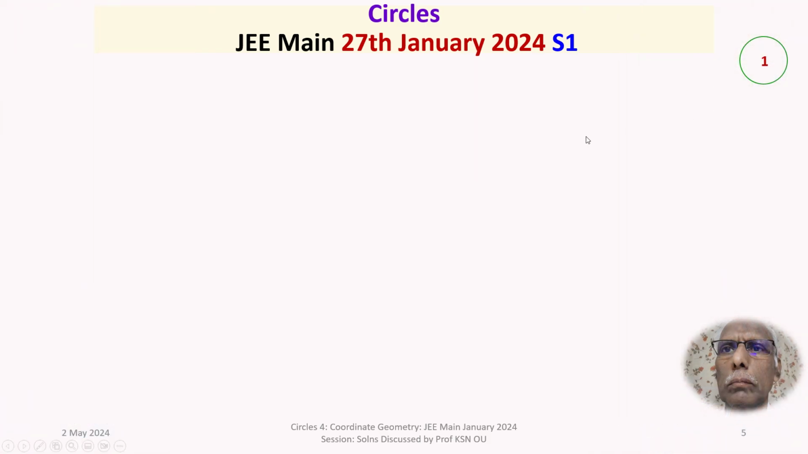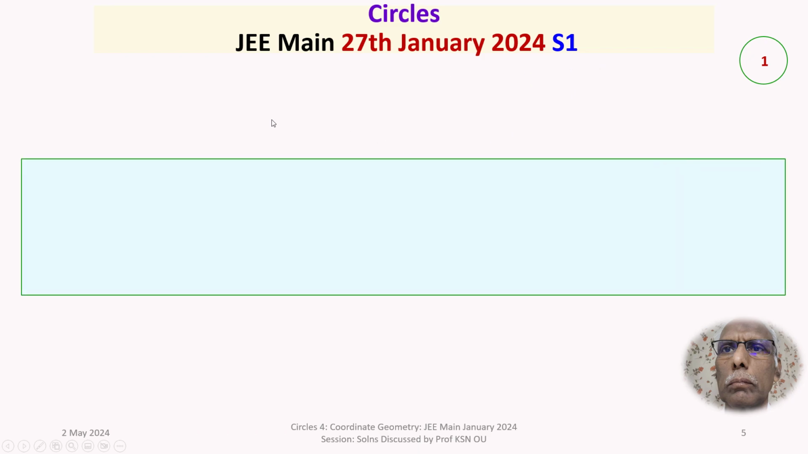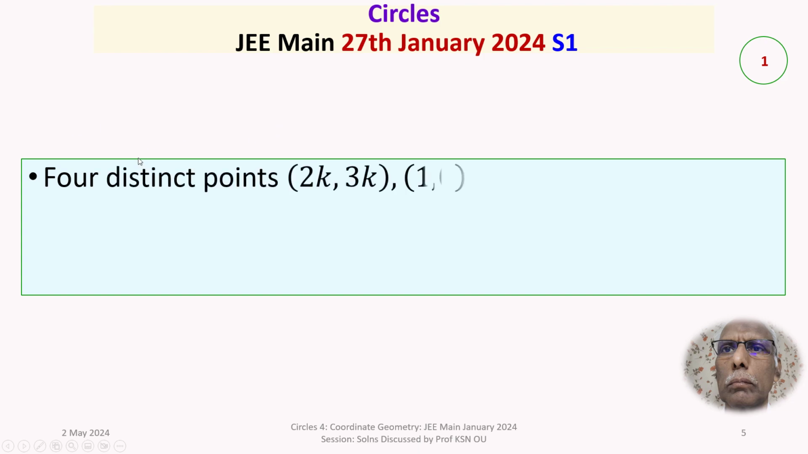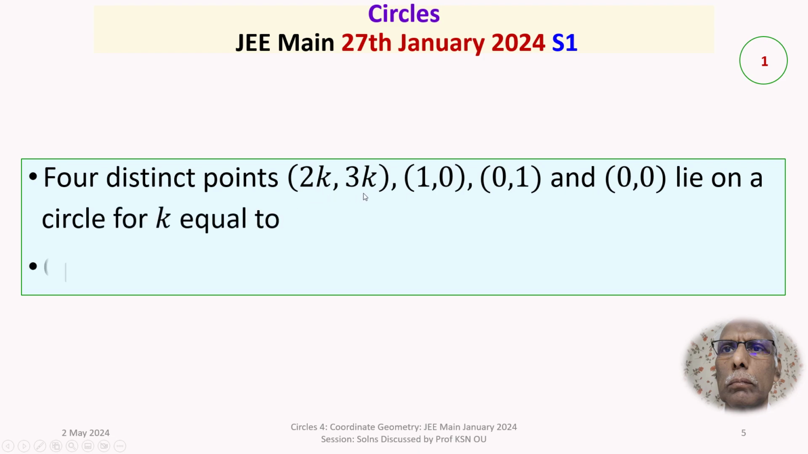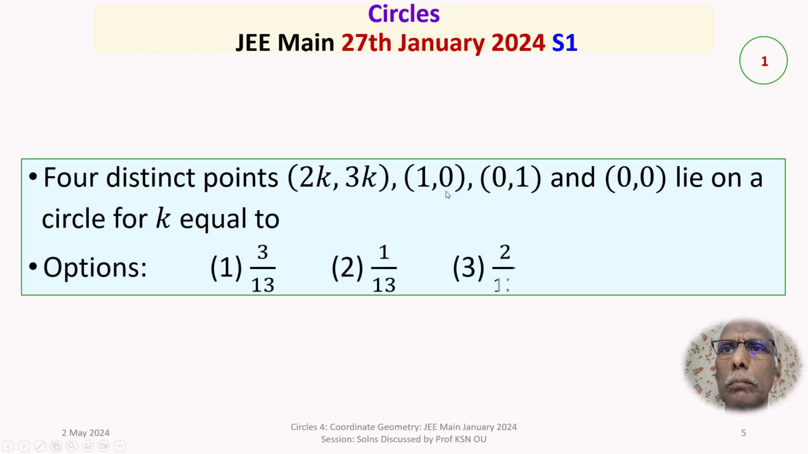The first question has appeared in the JEE Main exam held on 27 January 2024 in the first shift. The given question is: 4 distinct points (2k, 3k), (1, 0), (0, 1) and (0, 0) lie on a circle for k equal to. We are given 4 options.